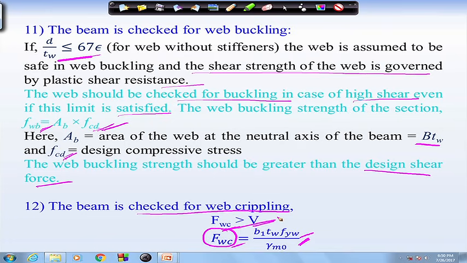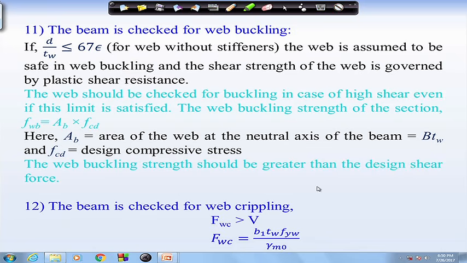So, if it is satisfying this criteria, then fine, otherwise again we have to increase the section size or we have to increase the bearing length to make the section safe from the web crippling. So, these are the steps which we need to follow to design a beam with laterally supported.